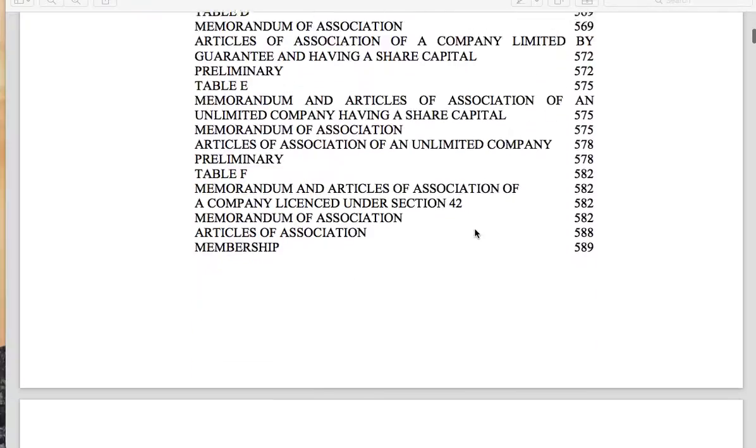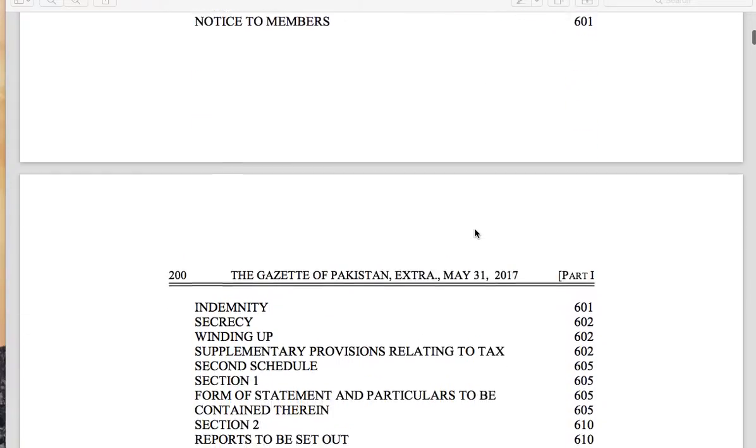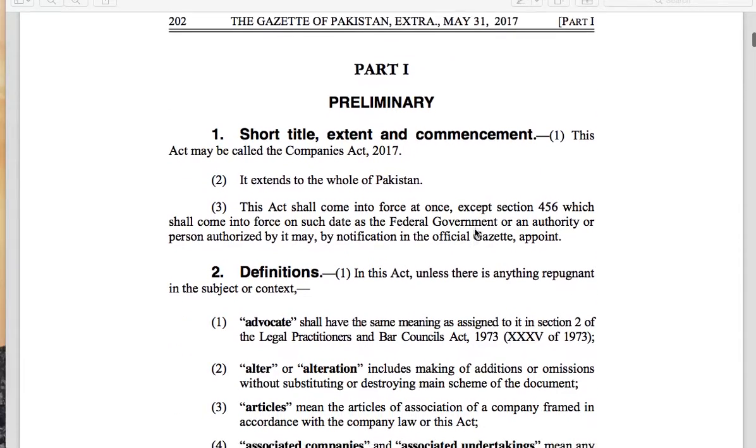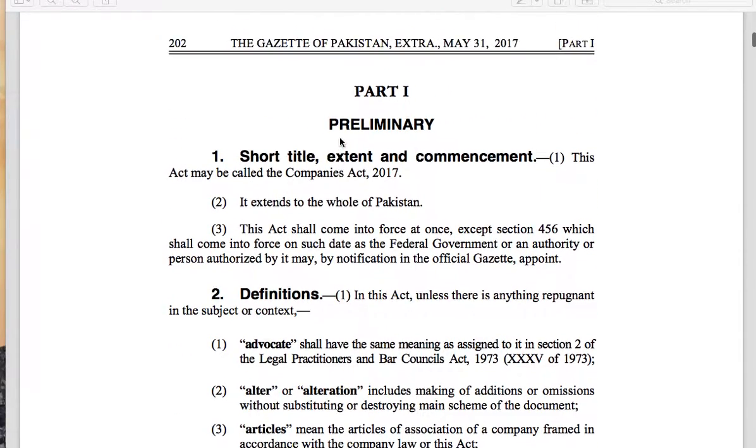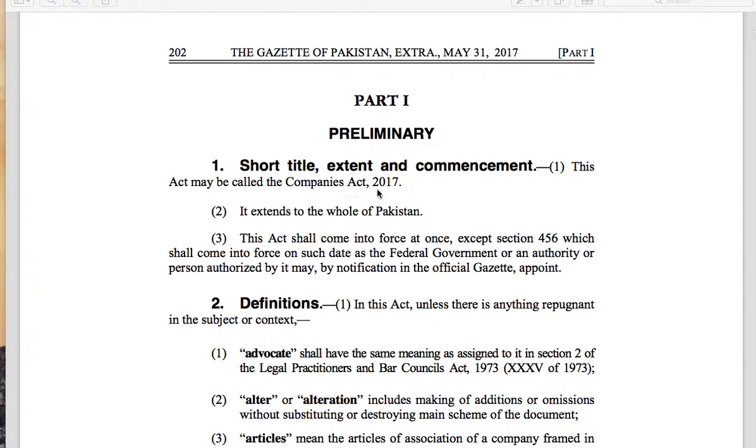So let's start. The first thing is, why should we open a company? Why should we incorporate our business as a company according to the Companies Act 2017? So the answer is simple. If your business is in one city or in a few cities, or if you run a national business, or if you are an international business coming into Pakistan, there are a few very straightforward questions that incorporating a company answers.